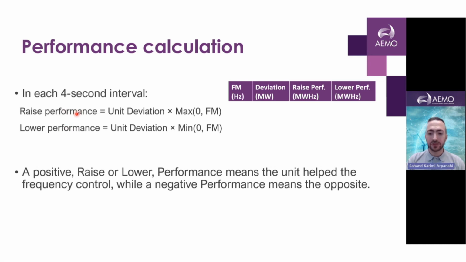For the raise performance, we multiply the unit deviation by the positive FM values. So when there's a negative FM, the raise performance would be 0. For the lower performance, we multiply the unit deviation by the negative FM values. So when there's a positive FM, lower performance is 0. Let's look at an example.